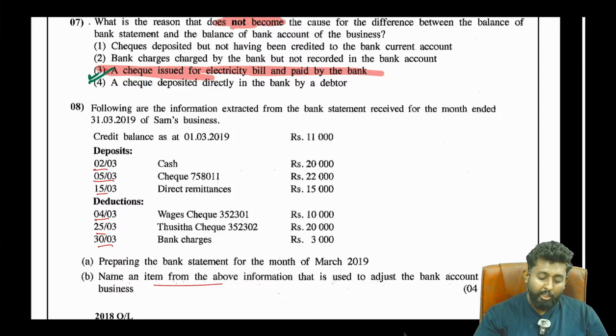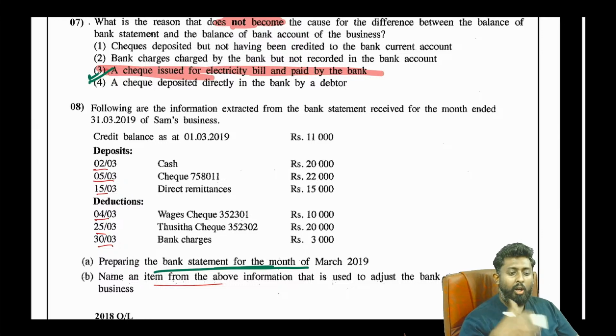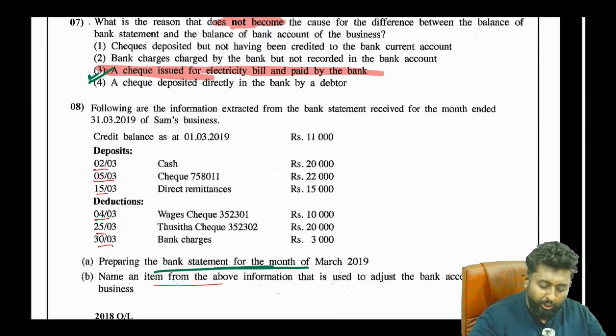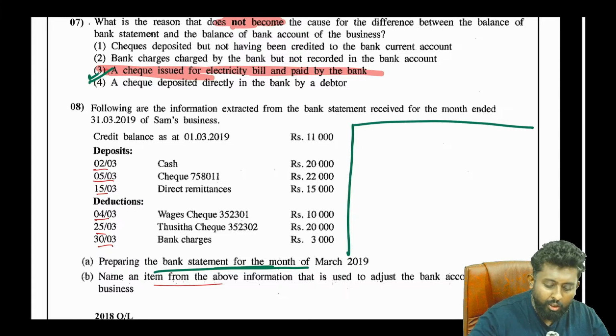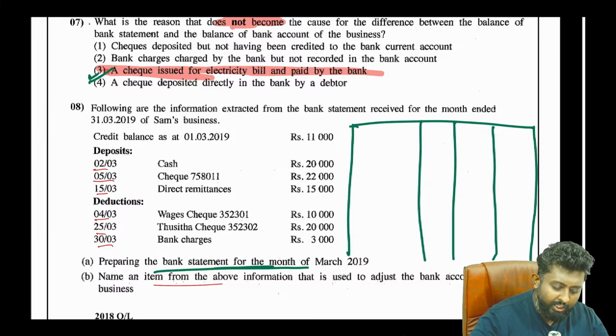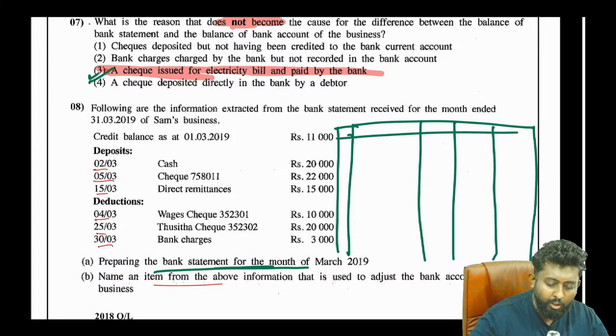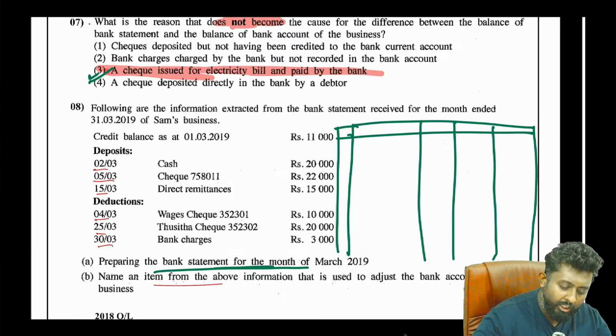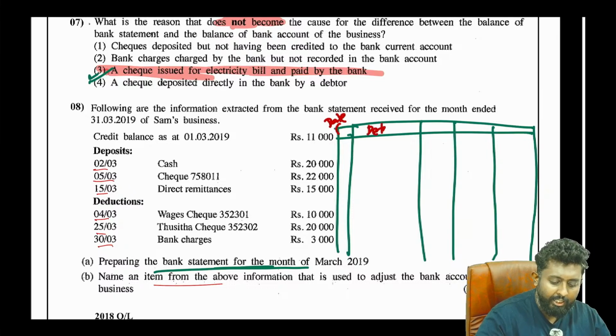Next question, part 2. This won't take much time. They are saying prepare the bank statement for the month. I taught you all how a bank statement normally looks. A bank statement will have columns. Along with the date, here you can write the details or description, then debit, which means minus, credit, which means plus, and the balance.